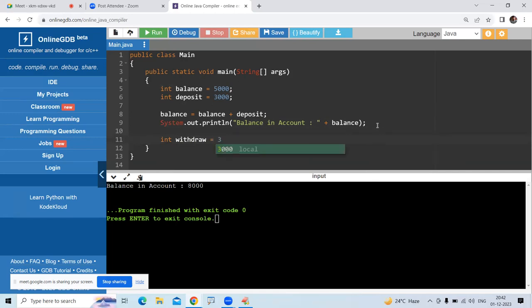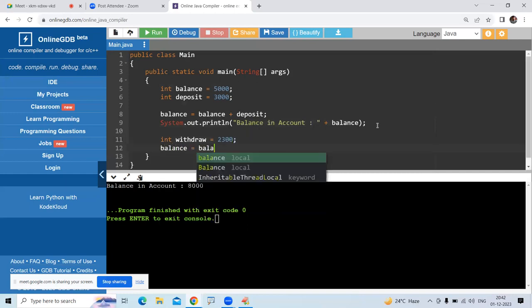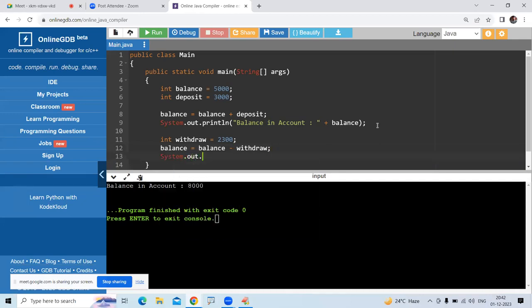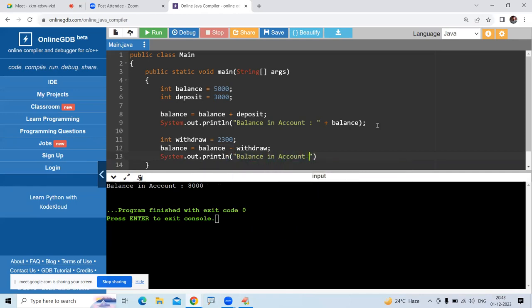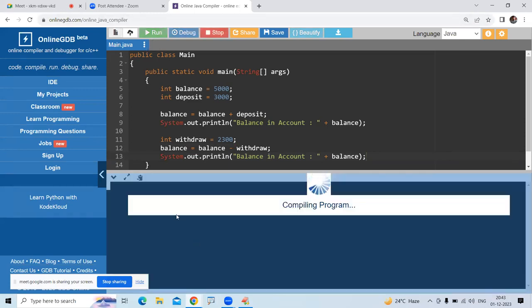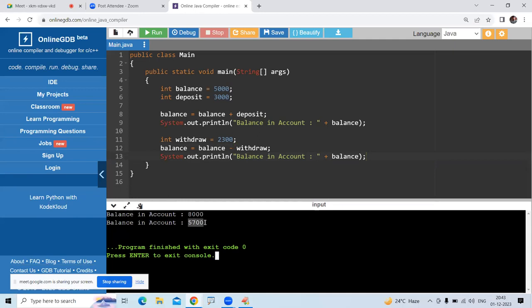Sir, 2,300 rupees I want to withdraw. What we will do? Balance is equal to balance minus withdraw amount. Then we are printing system dot out dot println. Now balance in account after withdrawing 2,300 rupees, the balance we are printing. Balance. Look at this, output is 5,700 rupees.